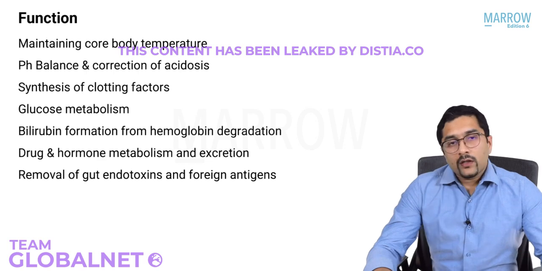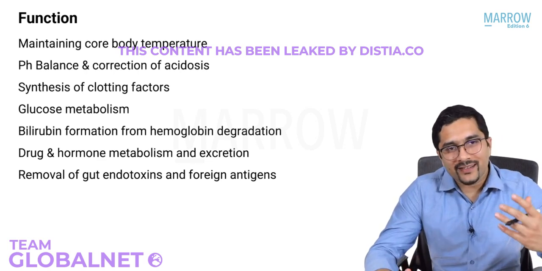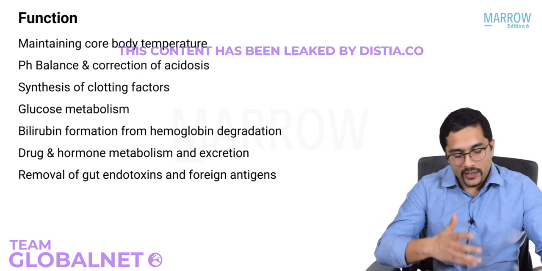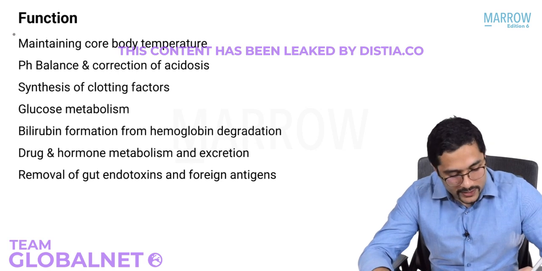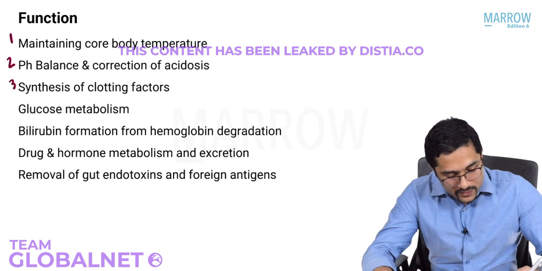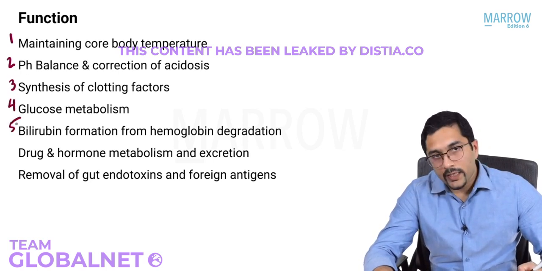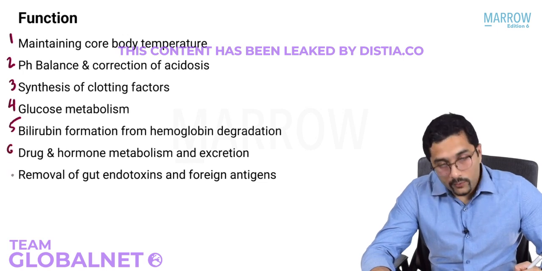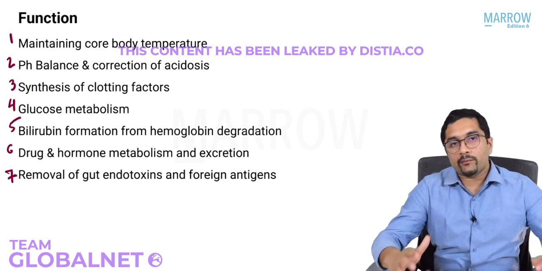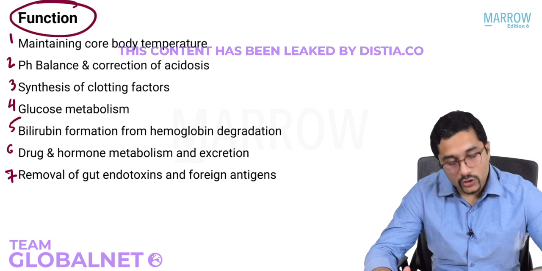What exactly is the function of the liver? I'm sure all of us have been reading since first year. It's been covered in physiology, biochemistry. Just to recapitulate quickly, it helps in maintaining the core body temperature. It helps in pH balance, synthesis of clotting factors and glucose metabolism, bilirubin formation, drug and hormone metabolism, and removal of gut endotoxins. These are the prime functions of the liver which you should know about.